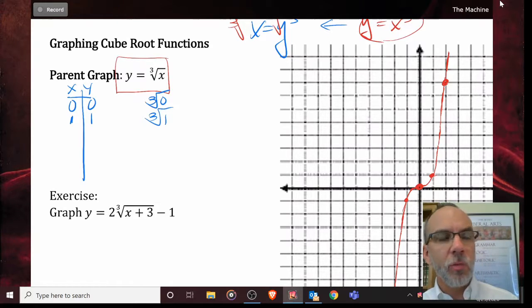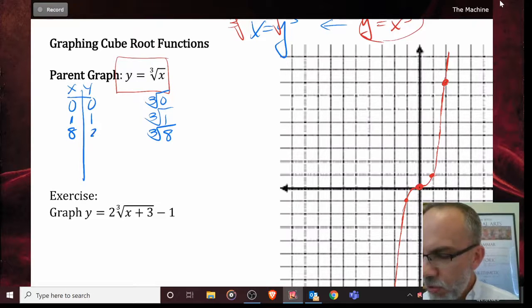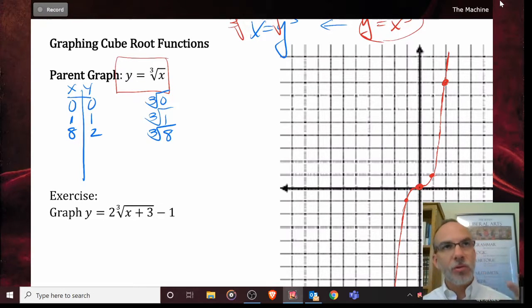1 cubed is 1. What's 2 cubed? 2 times 2 times 2. 8. So when x is 8, what is the cube root of 8? That's 2, because 2 times 2 times 2 is 8.